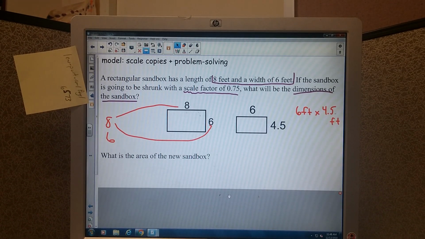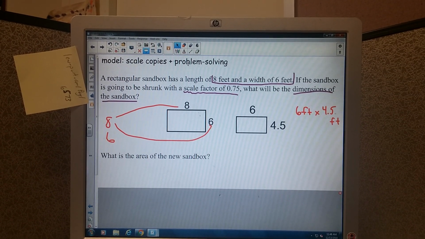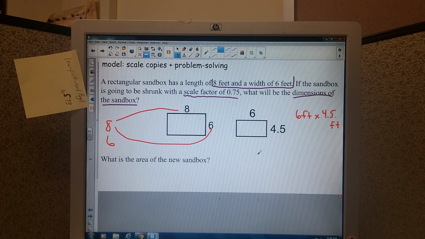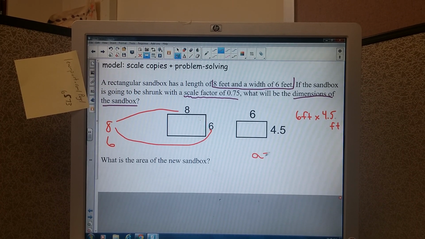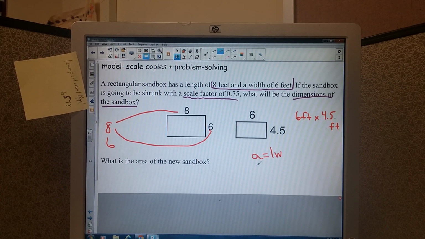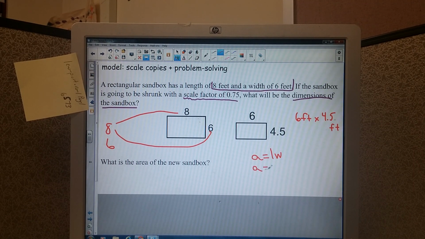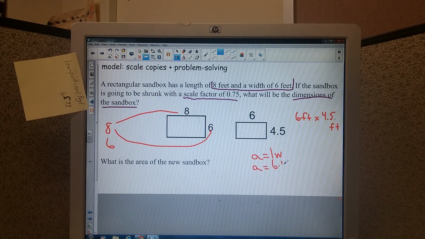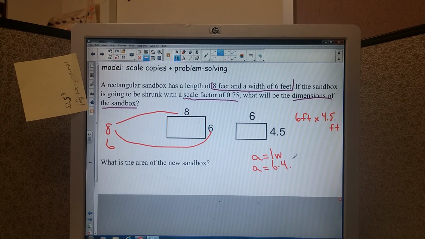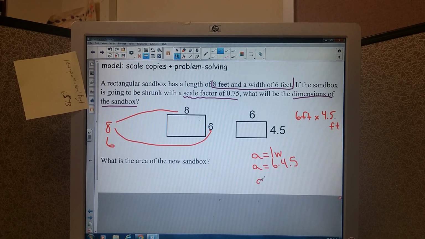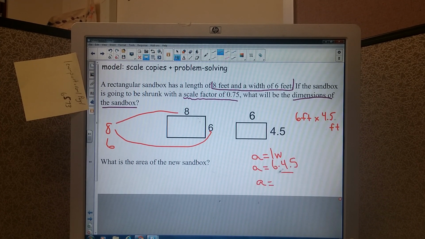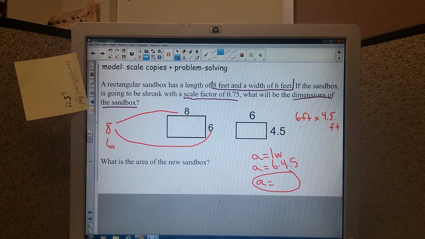So taking this a step further, if I need to find the area of my new sandbox, well, I know it's rectangular, and I know area is length times width, so all I'll have to do to figure that out is go ahead and do 6 times 4.5. So take your calculator out, determine what the area is, and mark this down somewhere because we're going to use it in a little bit.